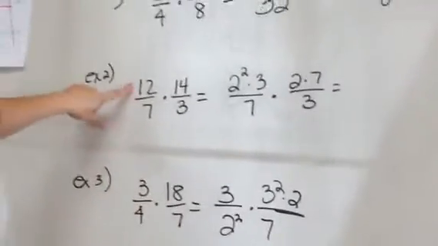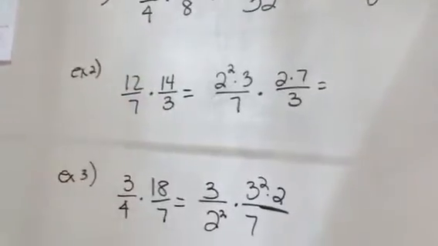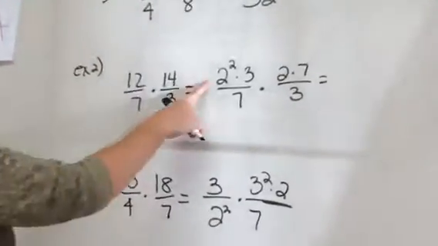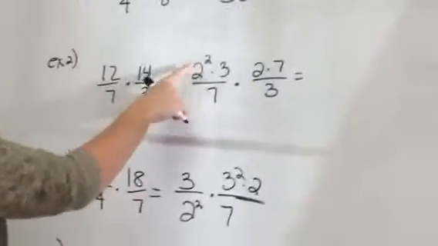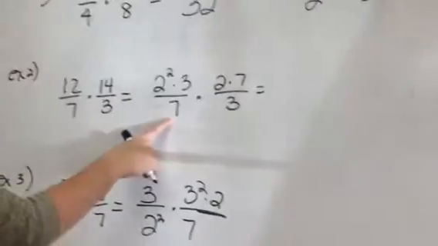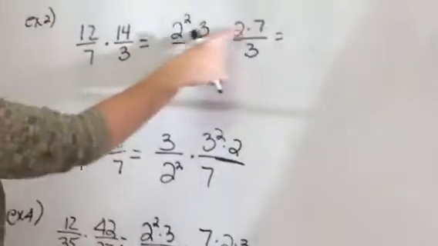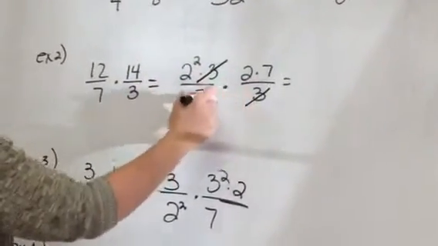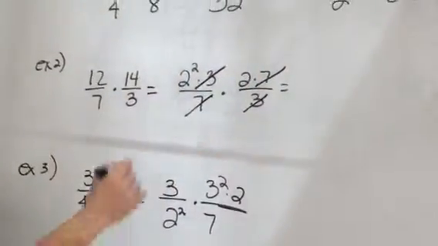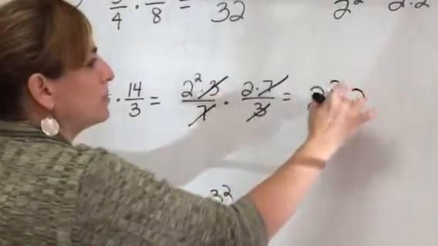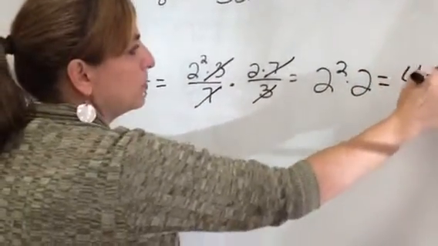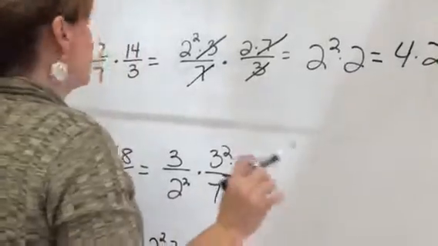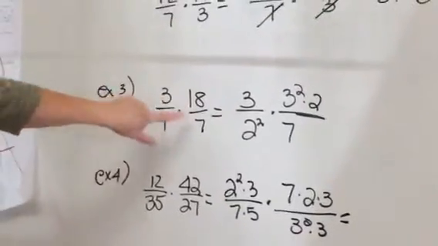In example 2, you have 12 over 7 times 14 over 3. I did the same thing. 12 is 4 times 3, which is 2 squared times 3 over 7. 14 is 2 times 7 over 3. Watch this. Boom, boom, boom, boom. And I have 2 squared times 2, which is 4 times 2, which is 8. And that's the answer.